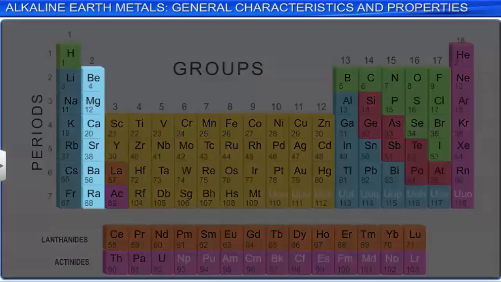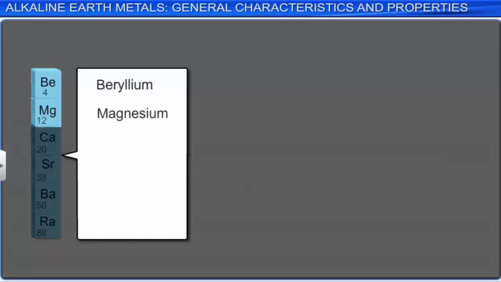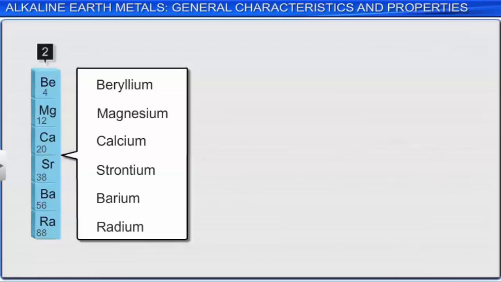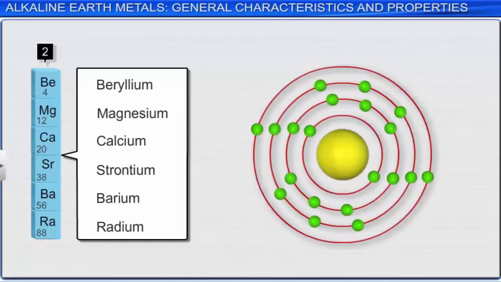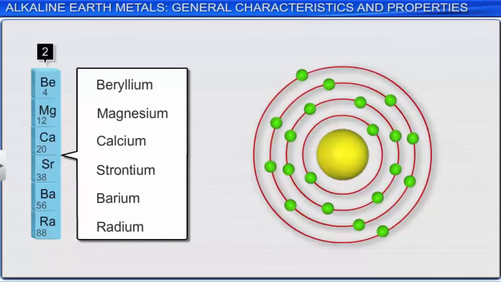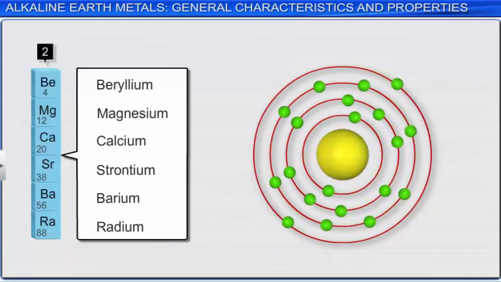The alkaline earth metals, which include beryllium, magnesium, calcium, strontium, barium, and radium, are found in Group 2 of the periodic table. They all have 2 valence electrons. The alkaline earth metals are not found as pure elements in nature, only in compounds.